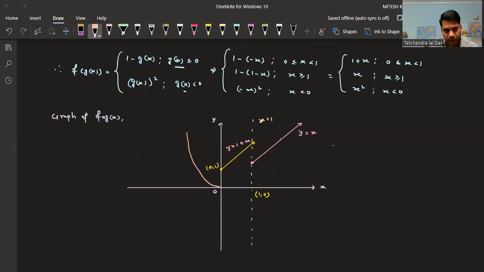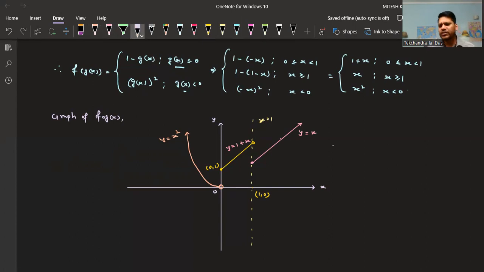Okay, in this graph you have to exclude here also. Okay, open circle. This is y equal to x square. Clear? So we have drawn the 1 plus x graph for 0 to 1, the y equal to x graph for 1 to infinity, and this x square graph for x less than 0. So this is the complete graph of this f of g x.